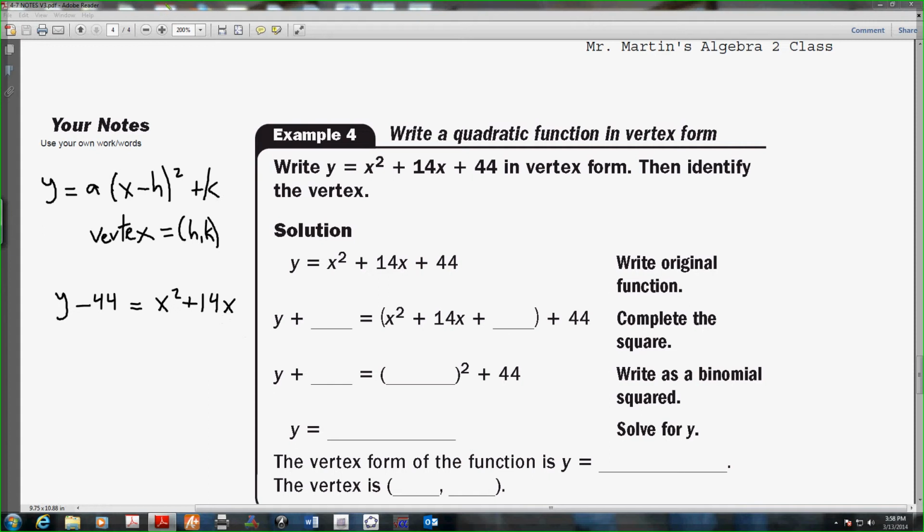We know that when we're completing the square, this is what I need. So I know it's going to be what? 14 divided by 2, which is 7. And then 7 squared, which is 49. Then I know I need 49 to complete the perfect square, so I add 49 to both sides.